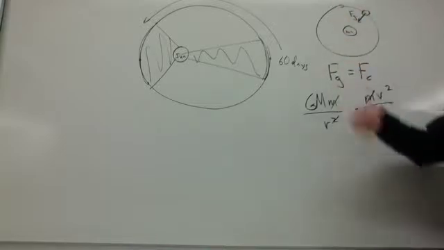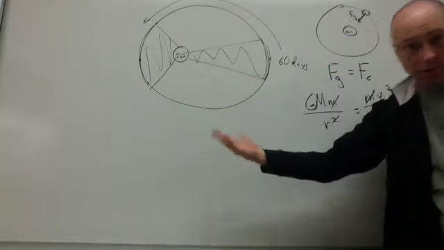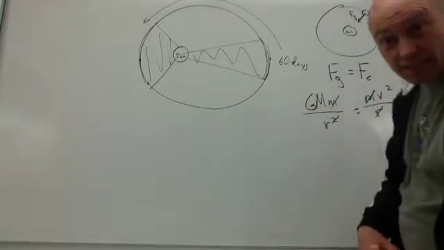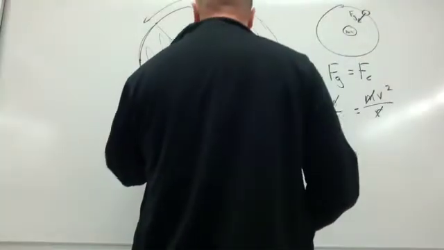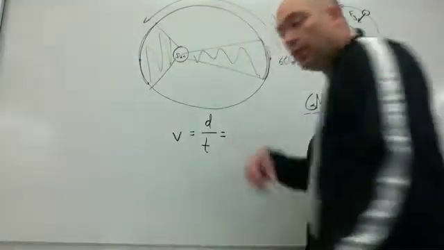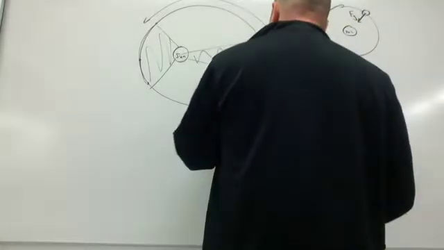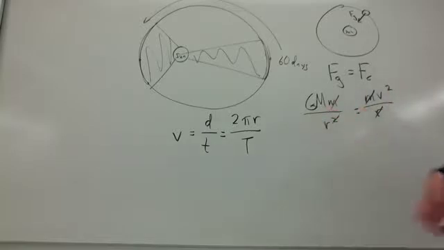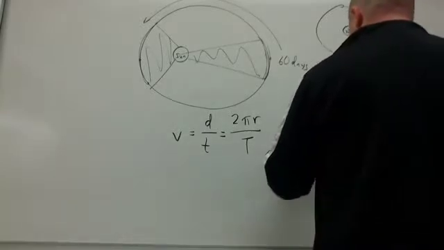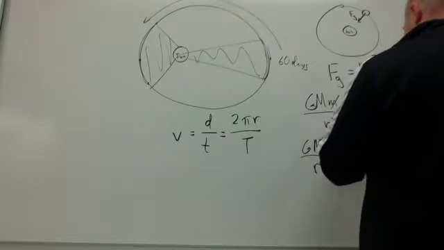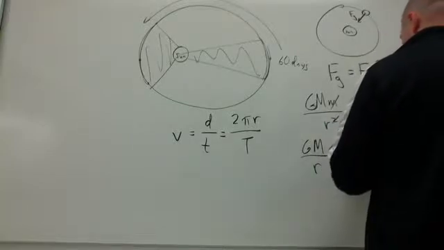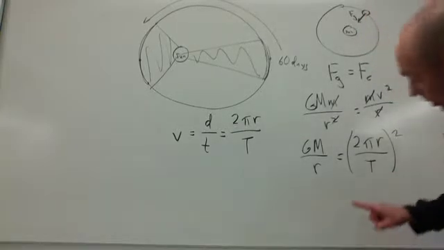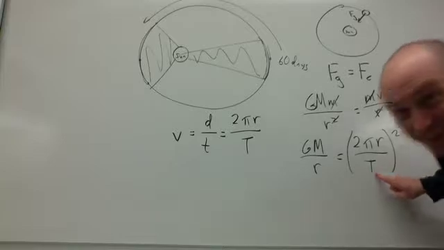Well, if this is moving in a circle, it's not speeding up or slowing down, because it's not getting closer or farther. So that means it's moving at a constant speed. If something moves at a constant speed, what equation do you use? You use v equals d over t. Well, what is the d around the circle? 2 pi r. What is the time around the circle? The period. So if I plug stuff in, I'm going to get GM over r equals 2 pi r over T, this whole quantity squared. And hopefully you can already see, oh look, it's going to be r cubed over t squared.